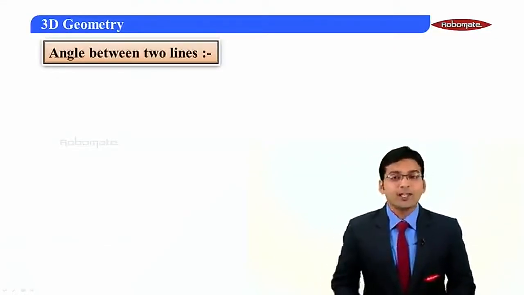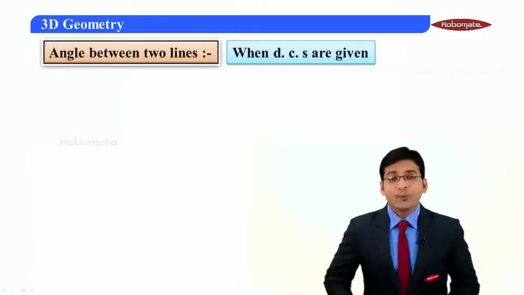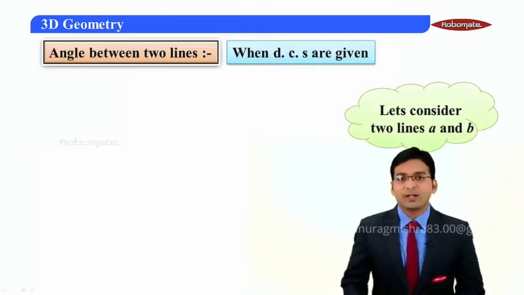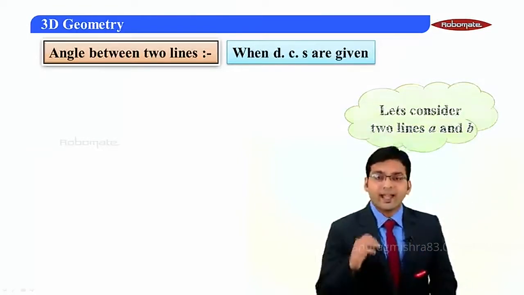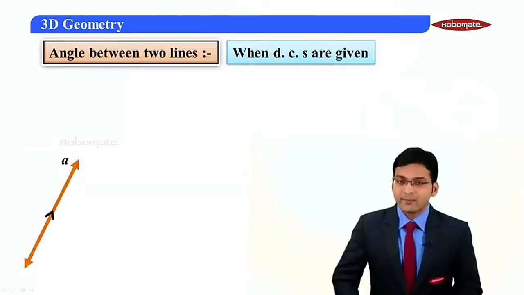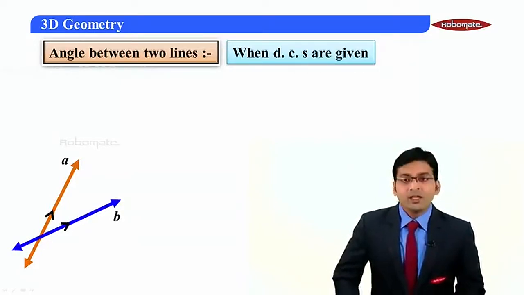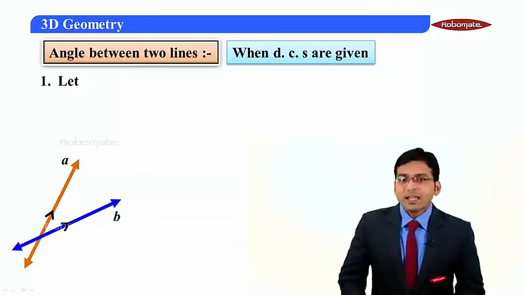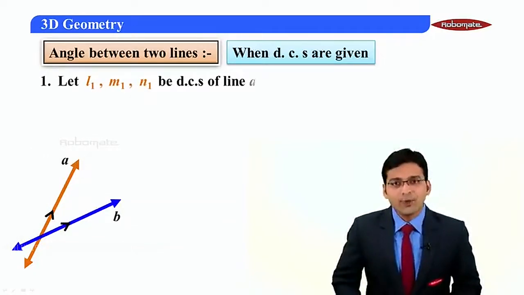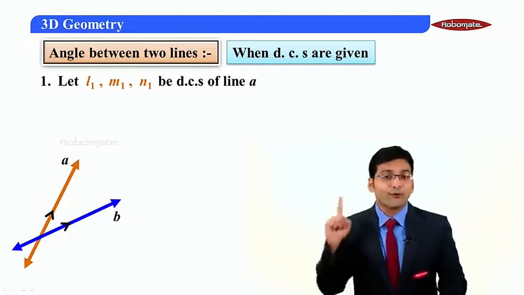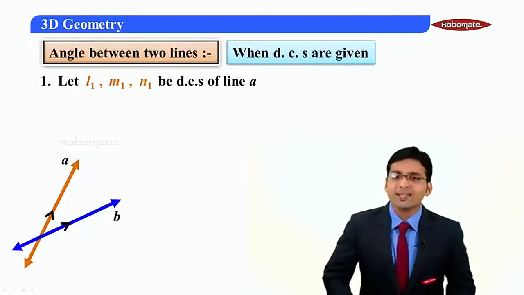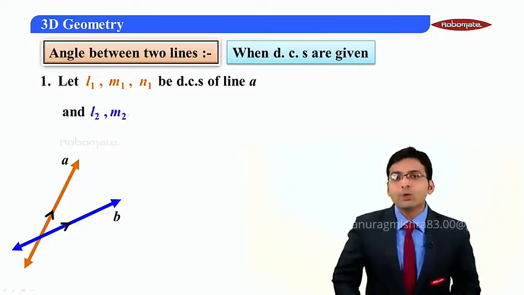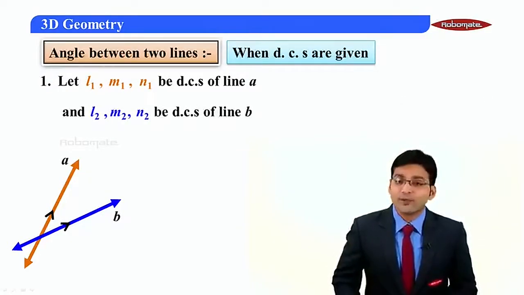In angle between two lines, students, let us assume that the direction cosines of both the lines are given. Okay, so here we start. Let's consider two lines A and B. So here is a line A and there is another line B. Now we need to find the angle between these two lines. So here we say let L1, M1 and N1 be the direction cosines of the first line. So let us say for line A, L1, M1, N1 are direction cosines. Similarly, L2, M2, N2 are direction cosines of line B.